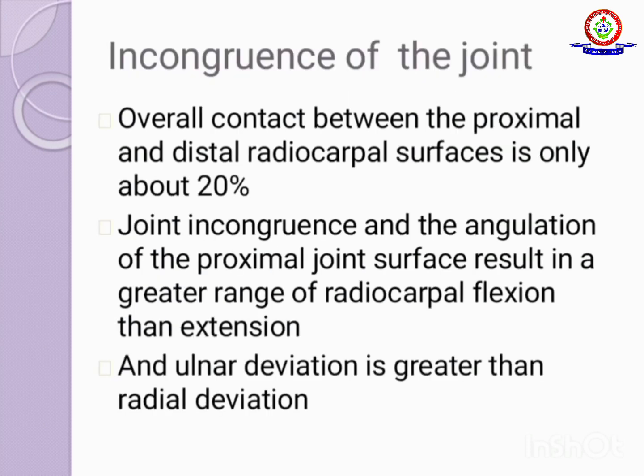Incongruence of the joint. Overall contact between the proximal and distal radiocarpal surfaces is only about 20%. Joint incongruence and the angulation of the proximal joint surface result in a greater range of radiocarpal flexion than extension, and ulnar deviation is greater than radial deviation.